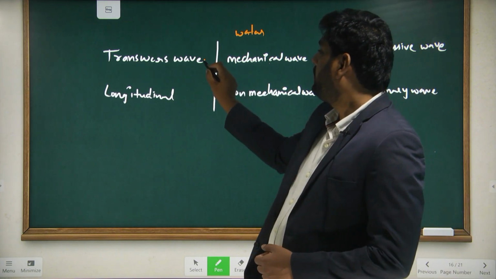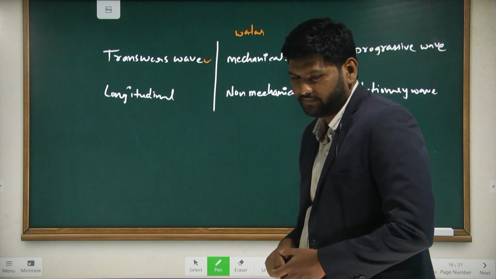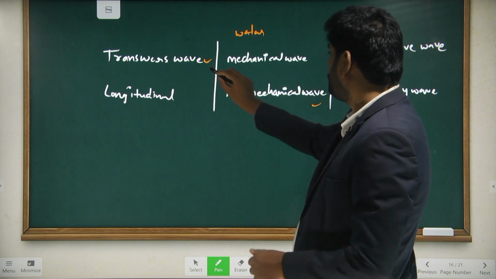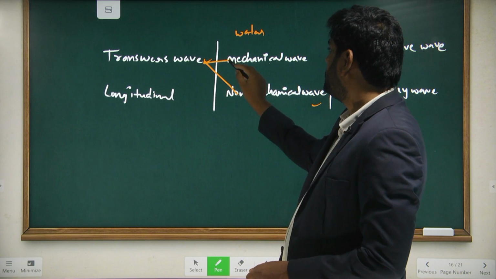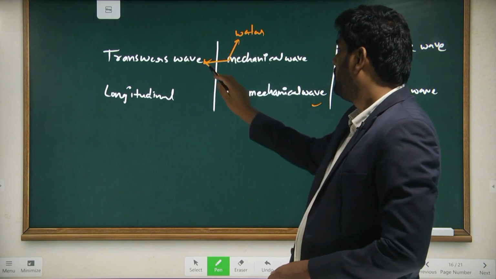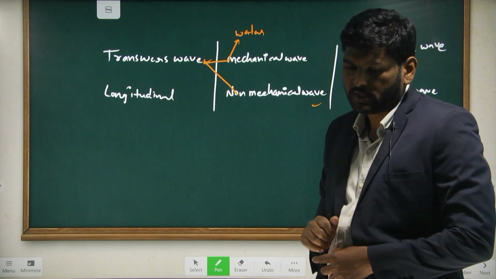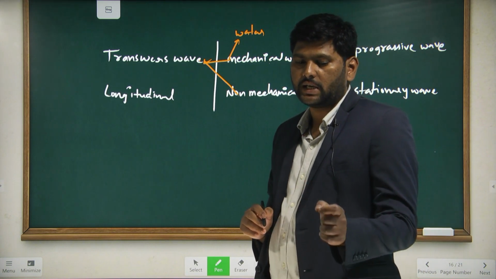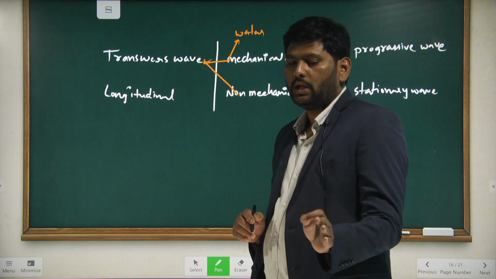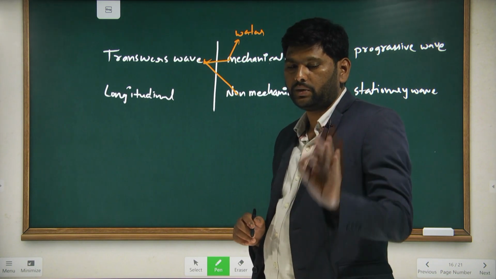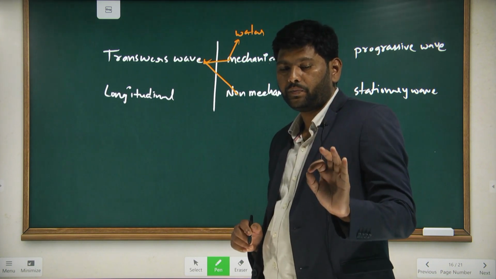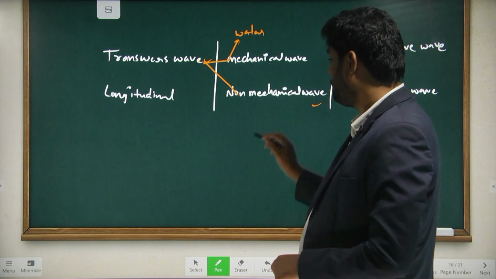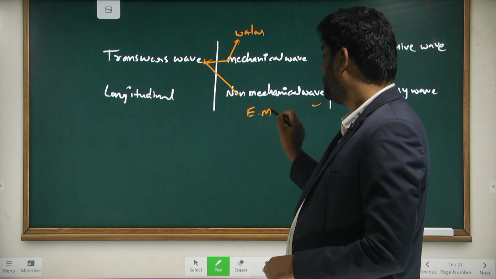Similarly, any wave that is transverse and non-mechanical. Transverse as well as non-mechanical. Before this, the type was what? Water wave. Now transverse, non-mechanical. Tell me an example for transverse, non-mechanical. It means the particles are vibrating perpendicular to the propagation, and it does not require any medium. What is a good example? A good example is the electromagnetic wave, EM wave.